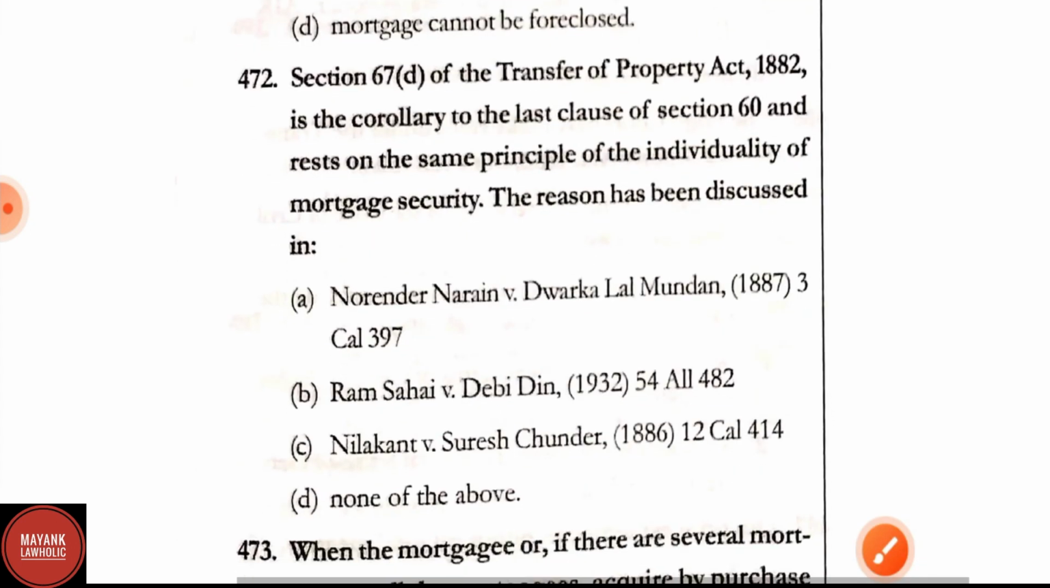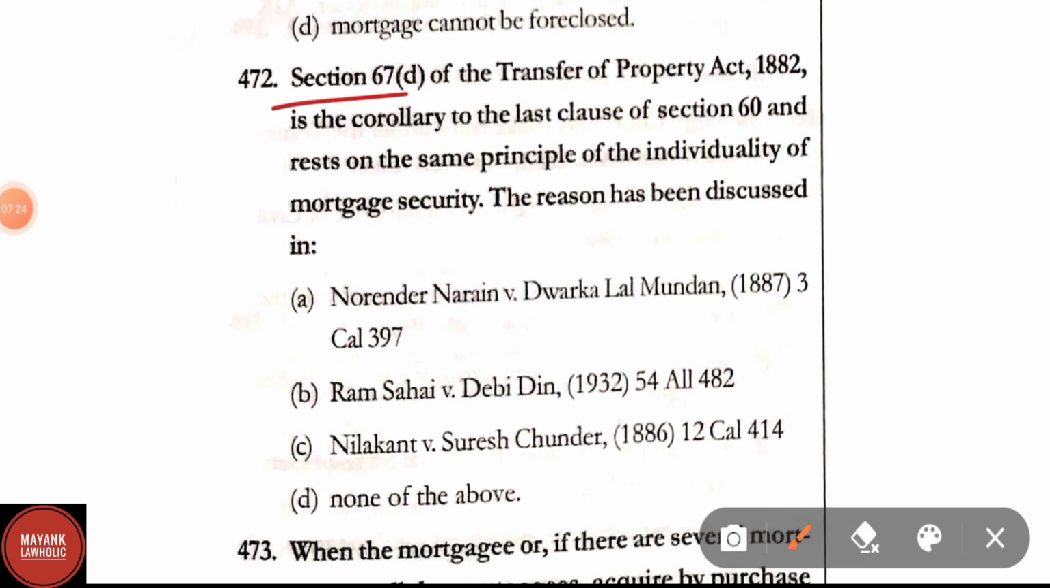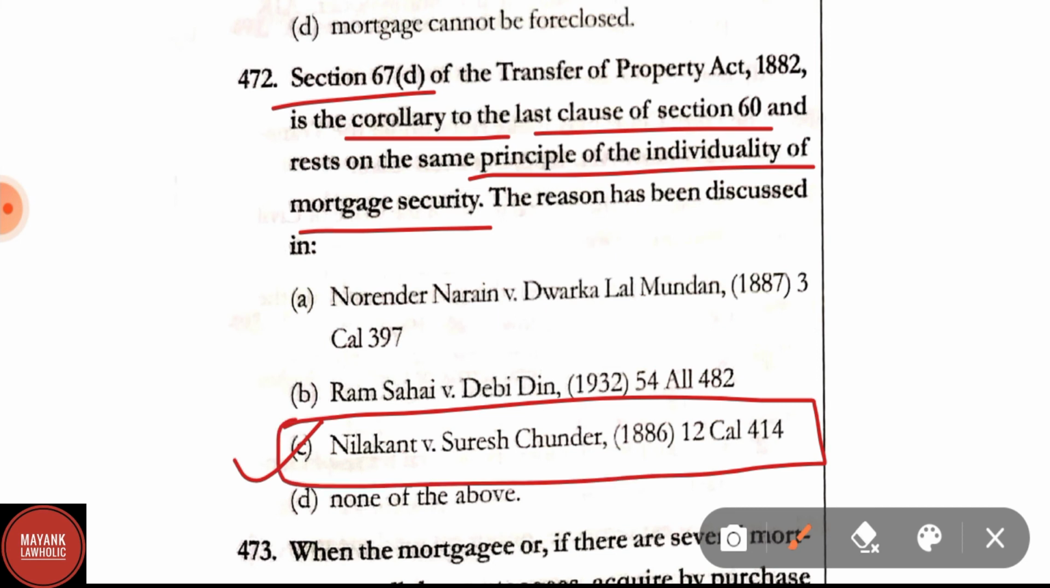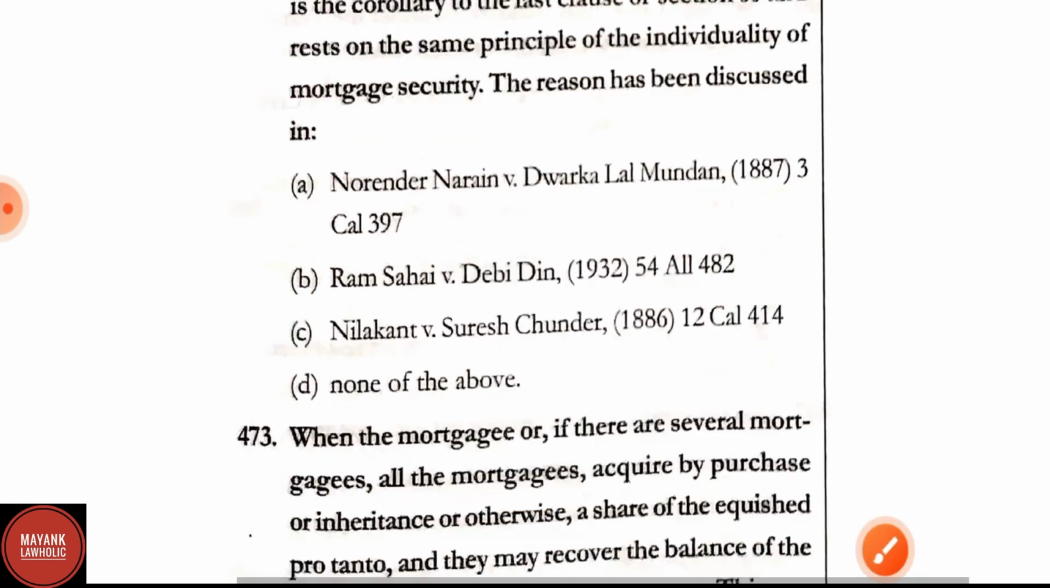Question number 472. Section 67 Clause D of the Transfer of Property Act is the corollary to the last clause of Section 60 and rests on the same principle of the indivisibility of the mortgage security. The reason has been discussed in option A, Narendra Narayan versus Dwarkalal Mundan, option B, Ram Sahai versus Devi Deen, option C, Neel versus Suresh Chandra 1886, and option D, none of the above. Here correct answer is option C, that is Neel versus Suresh Chandra 1886.